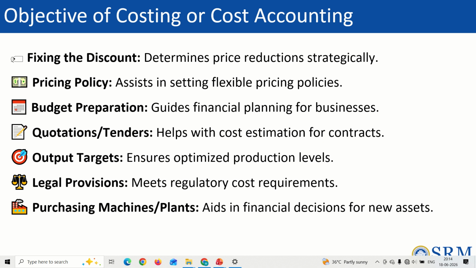Expanding on those objectives, cost accounting plays a key strategic role in market positioning. So it guides the management on how much commercial discount can be safely offered without hurting the margins. So it forms the baseline data for preparing annual corporate budgets and winning competitive tenders. It also serves a legal purpose by ensuring compliance with regulatory cost auditing provisions and aids capital budgeting decisions when purchasing major assets like new machinery or plants.